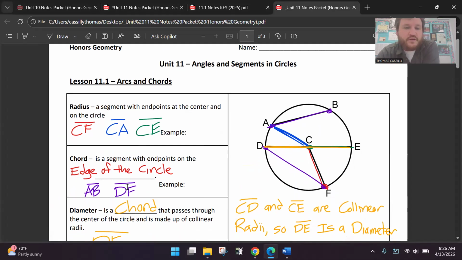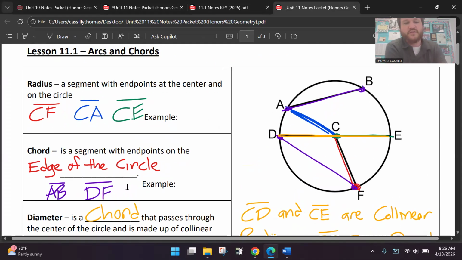Now the new definition that we have is a chord. A chord is just going to be some segment on the inside of a circle where the two endpoints are both going to be on the edge of the circle. If you look at the picture, AB, point A is on the edge of the circle, point B is on the edge of the circle. Draw a segment between those two, and you've got a chord, right? Similarly, DF, there's no segment drawn in there. You could make your own segment. There you go. You have a chord.